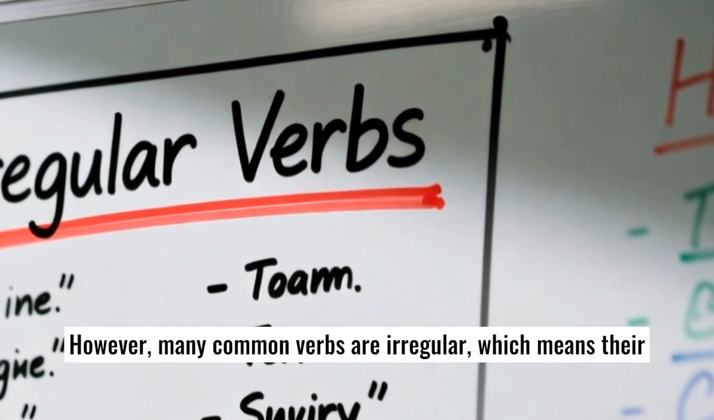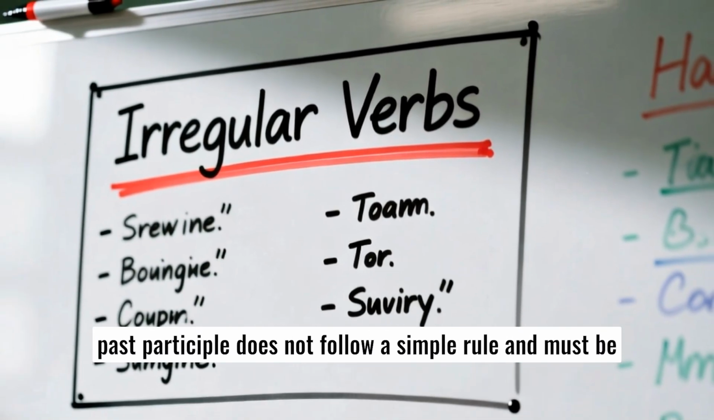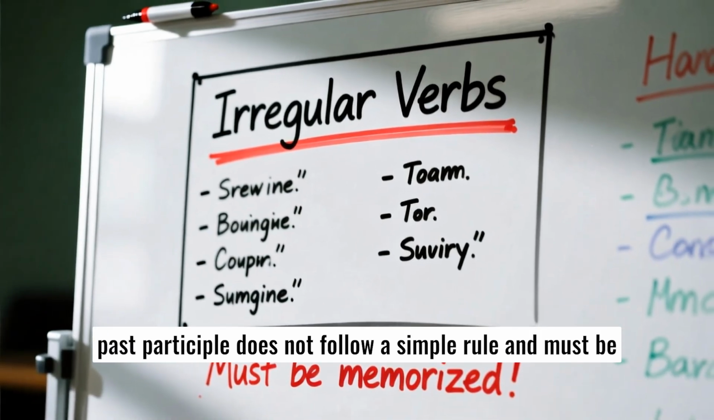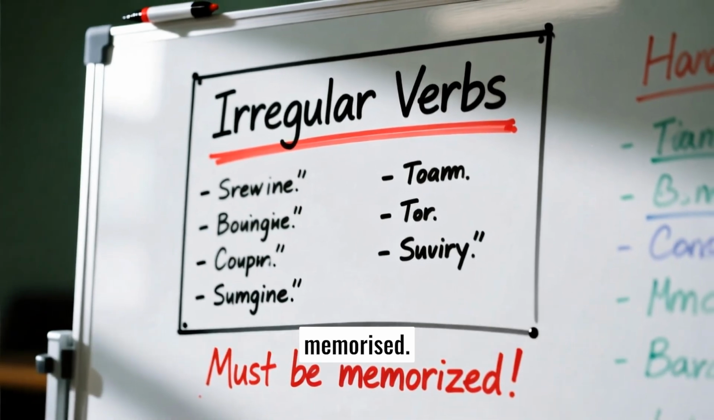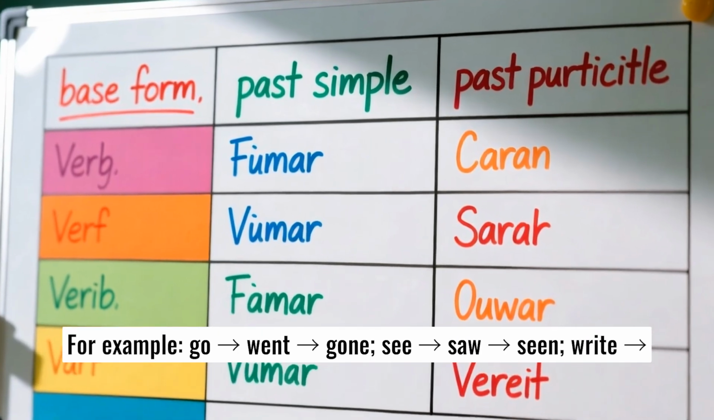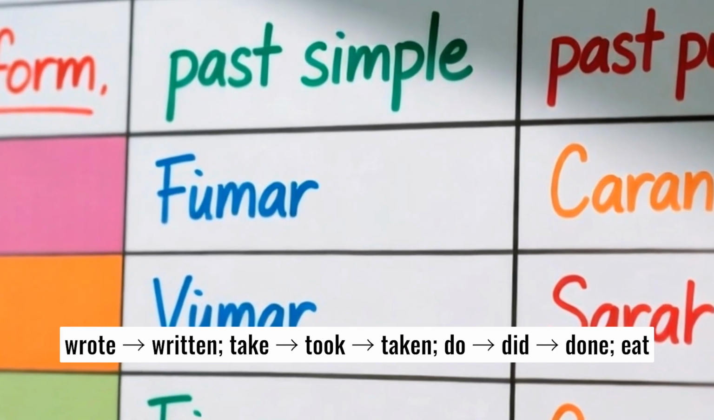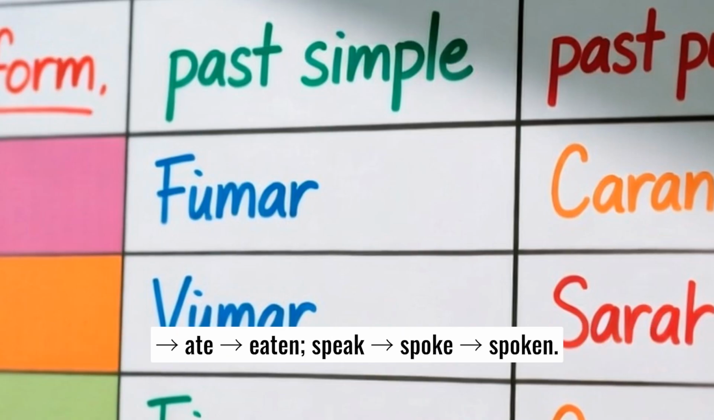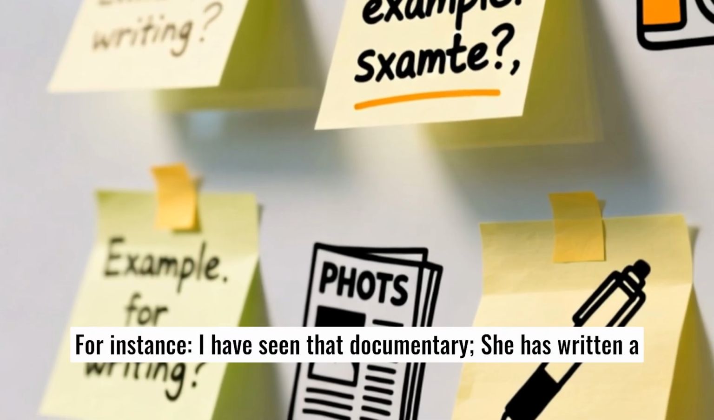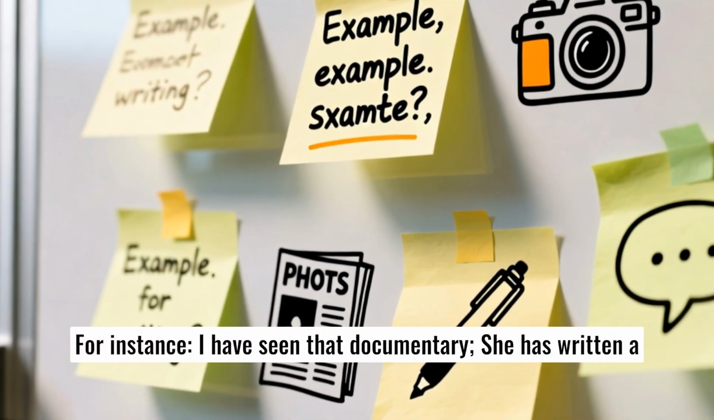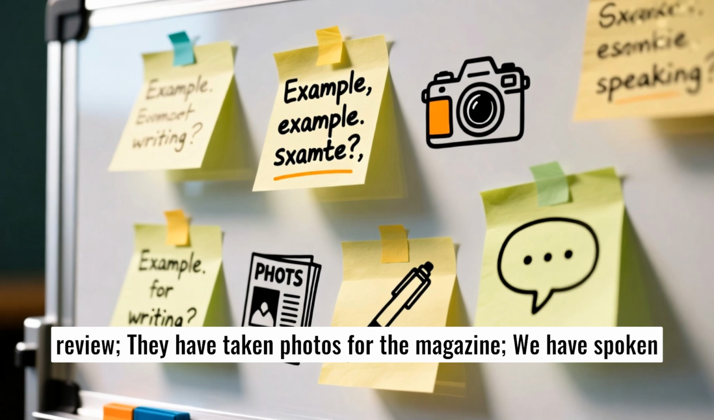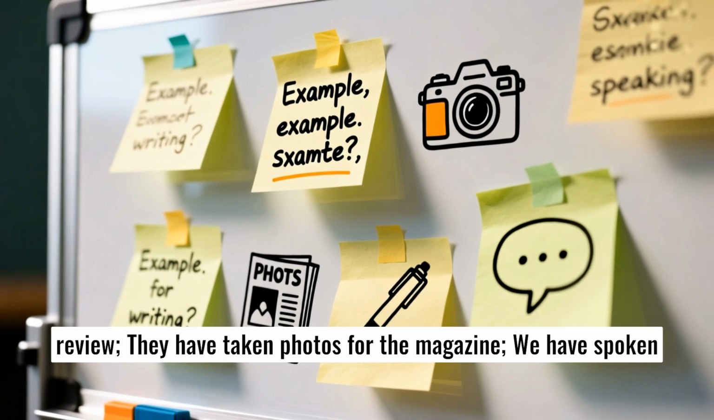However, many common verbs are irregular, which means their past participle does not follow a simple rule and must be memorized. For example, go went gone, see saw seen, write wrote written, take took taken, do did done, eat ate eaten, speak spoke spoken. For instance, I have seen that documentary, she has written a review, they have taken photos for the magazine, we have spoken to the journalist.